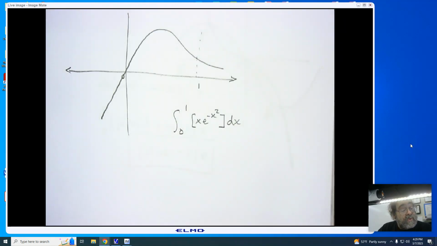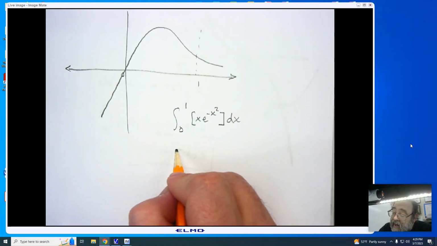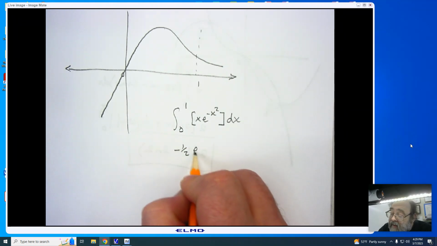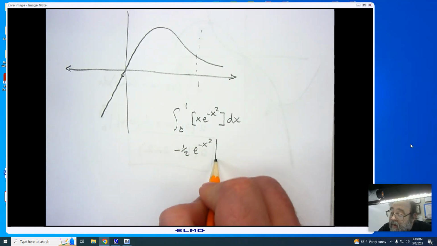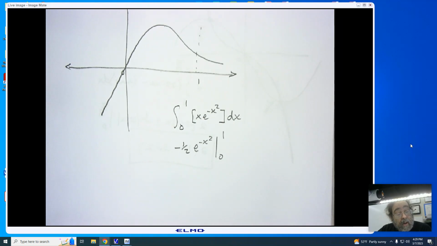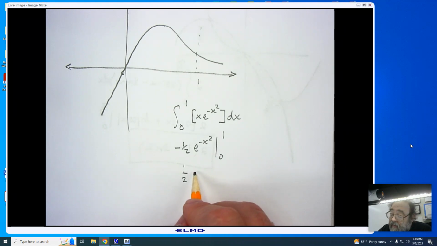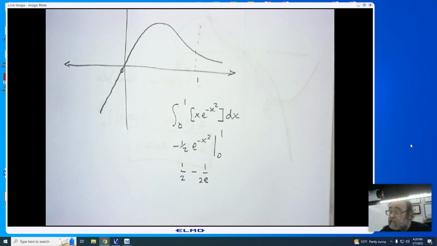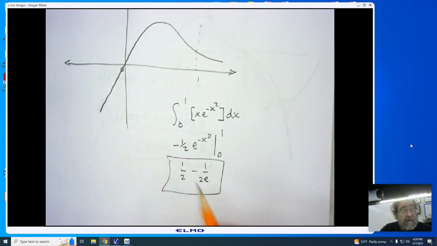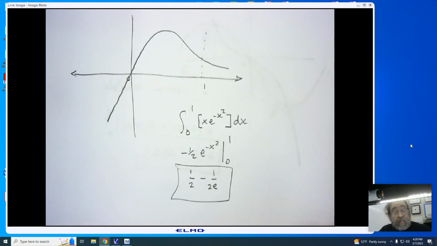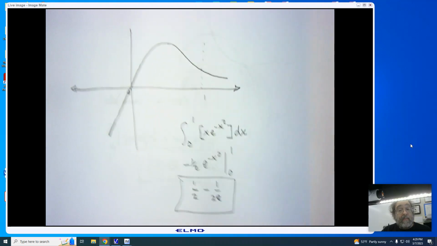You're going to use a u substitution for this. You should end up getting negative 1/2 e to the minus x squared from 0 to 1, and you get negative 1/2, double negative 1/2, and then we have minus 1 over 2e. This is my answer. Now you can factor out the 1/2 if you wish, but I'm going to leave it just like that. And that was number 41.